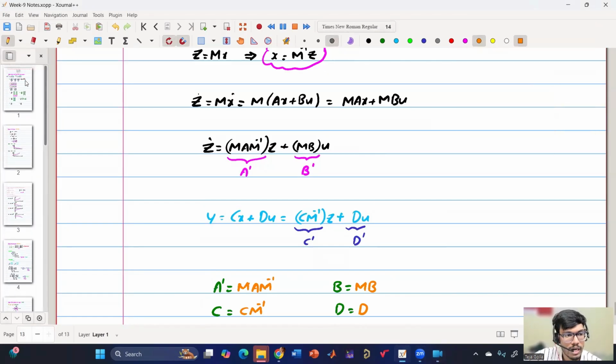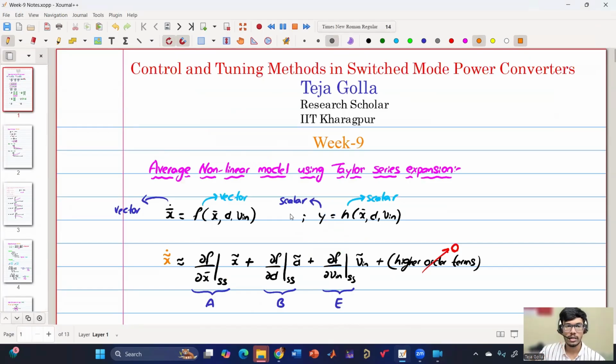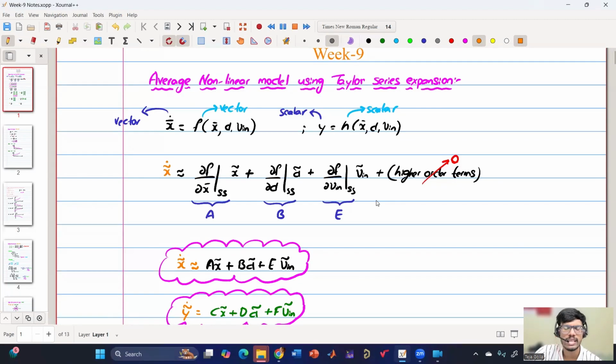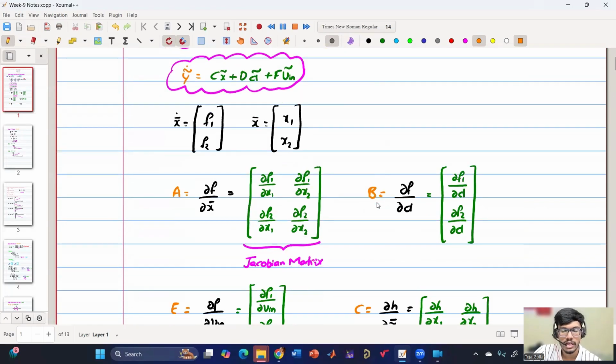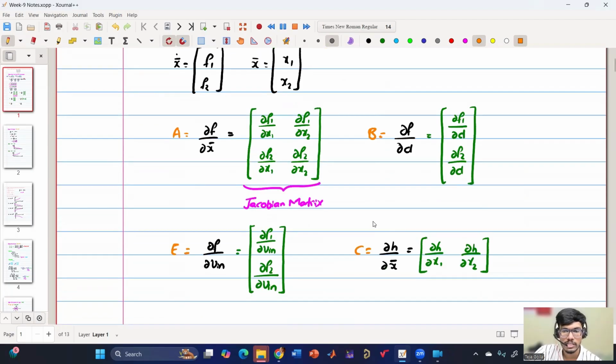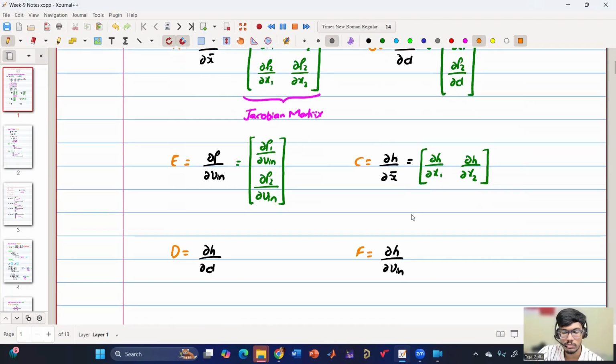So today's discussion in week 9, we started with the discussion about linearizing a nonlinear model using Taylor series expansion. First we discussed how to linearize a nonlinear model around the equilibrium point using Taylor series expansion, and then how to get these matrices. The A matrix is also called the Jacobian matrix, and we get it by differentiating with respect to x1 as well as x2. Then we saw how to get all these matrices.